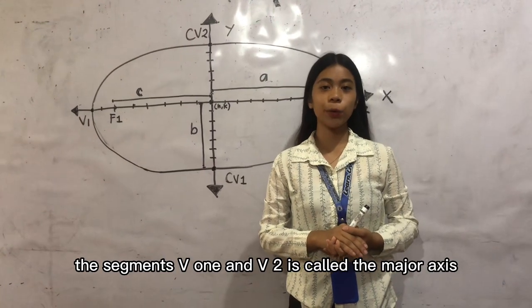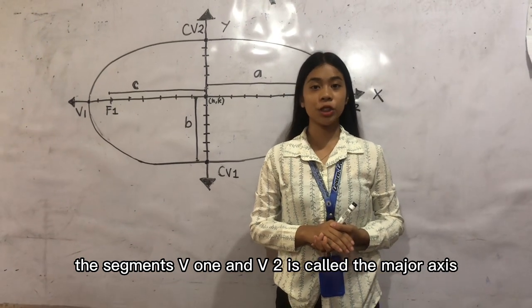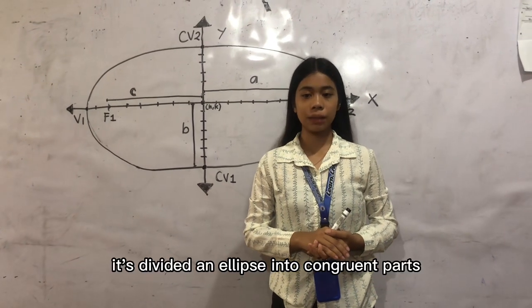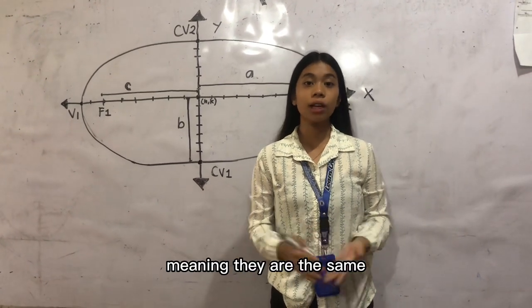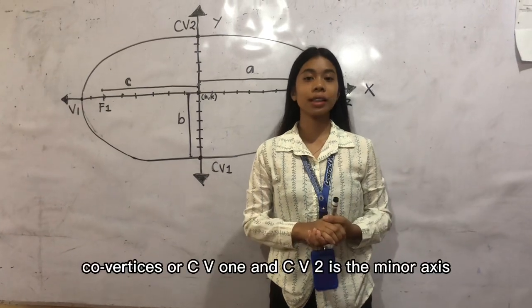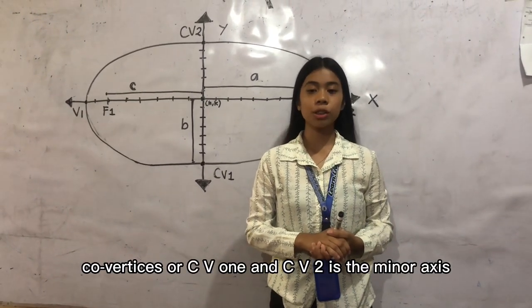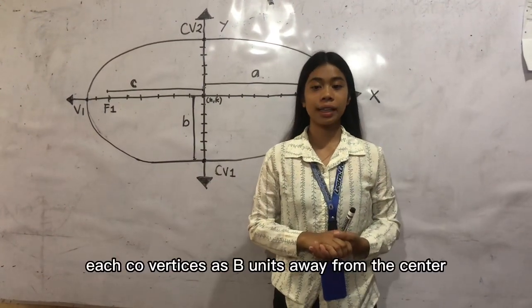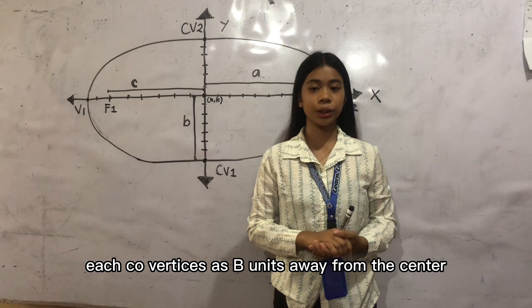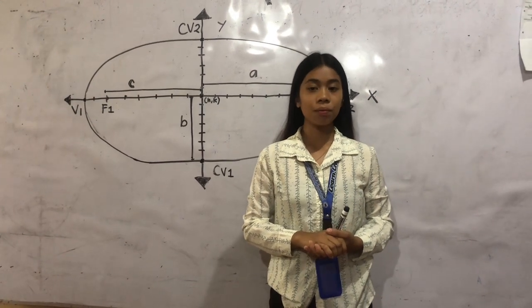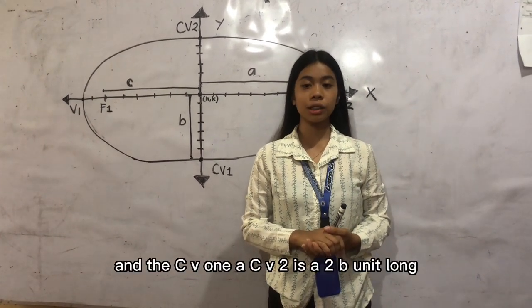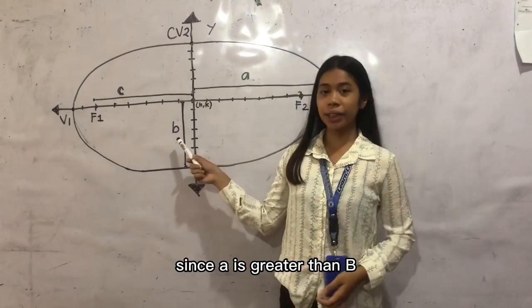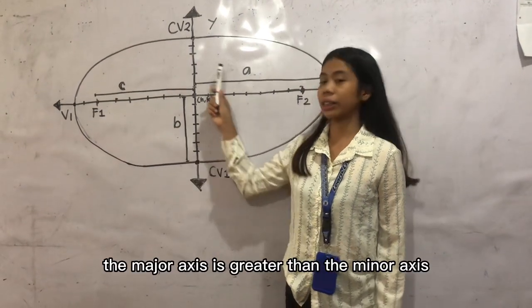The segment V1 to V2 is called the major axis. Its length is 2a. It divides the ellipse into two congruent parts, meaning they are the same. Co-vertices CV1 and CV2 form the minor axis. Each co-vertex is b units away from the center. The minor axis, from CV1 to CV2, is 2b units long. Since a is greater than b, the major axis is longer than the minor axis.